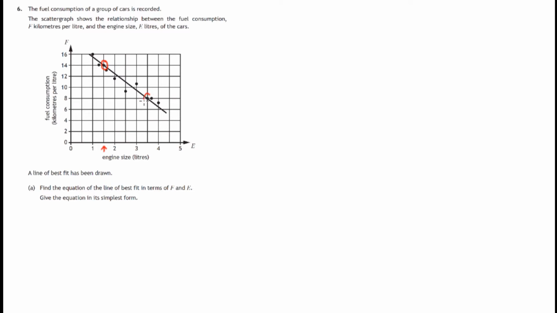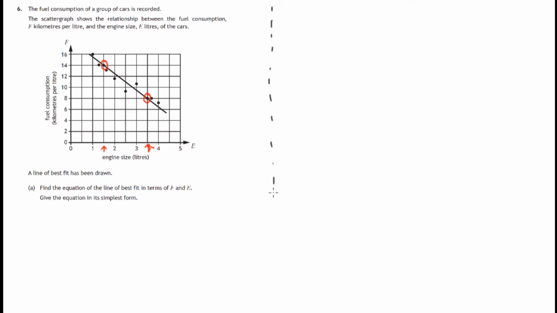Here's another point on the scatter graph. For a car that has an engine size of 3.5 litres, that car can travel 8 kilometres on 1 litre of petrol. It consumes more petrol, the bigger the engine. And that's shown in the scatter graph. And we've drawn a line which is called the line of best fit between these points. Now we're asked to find the equation of that line and to find it in its simplest terms.